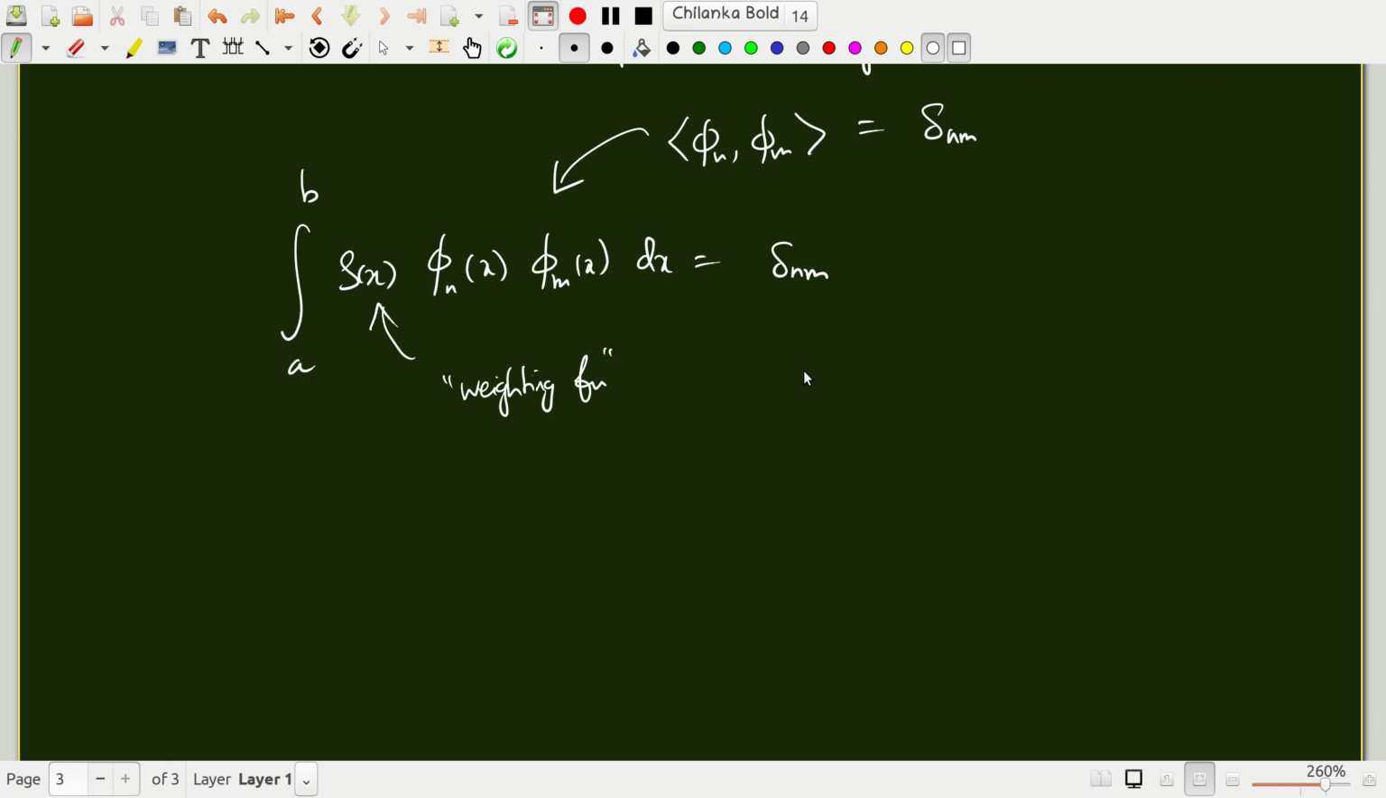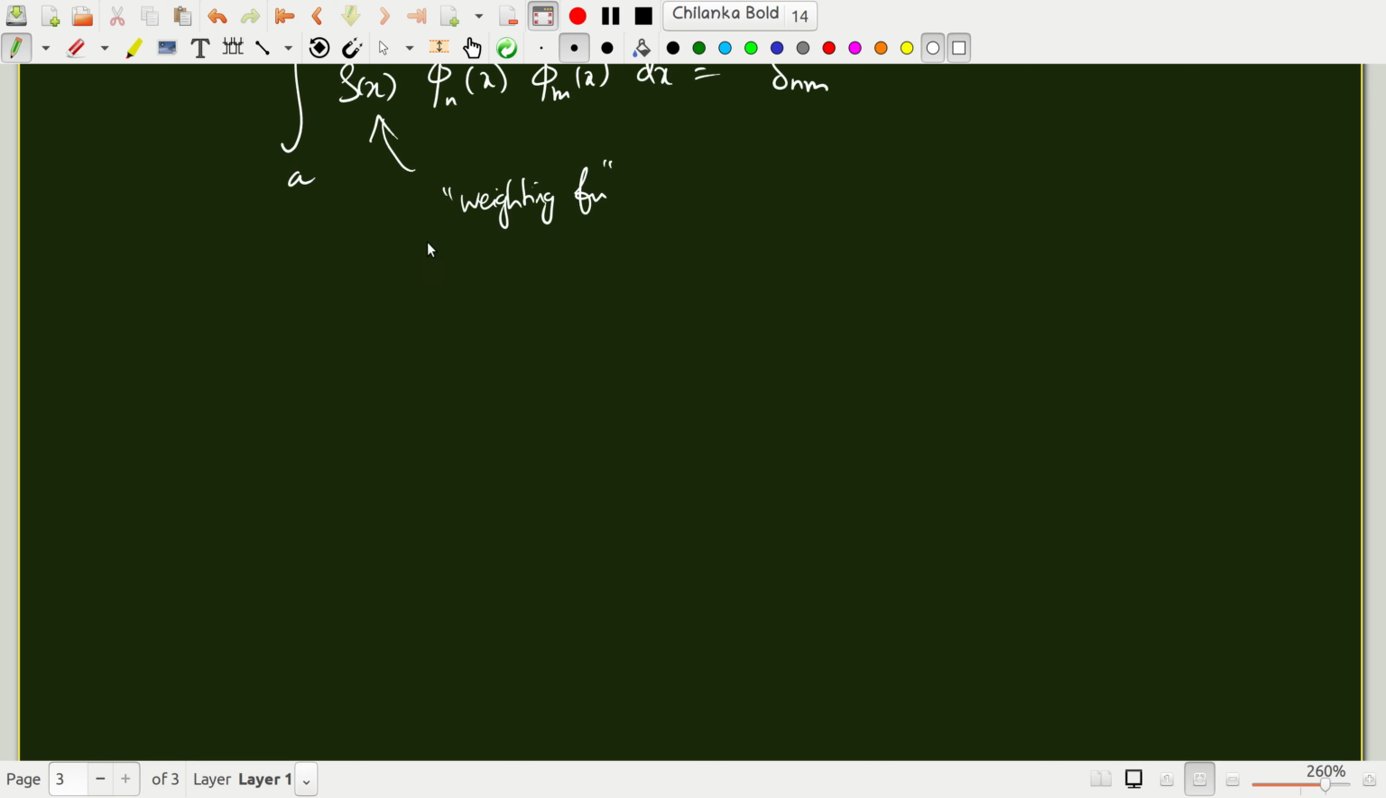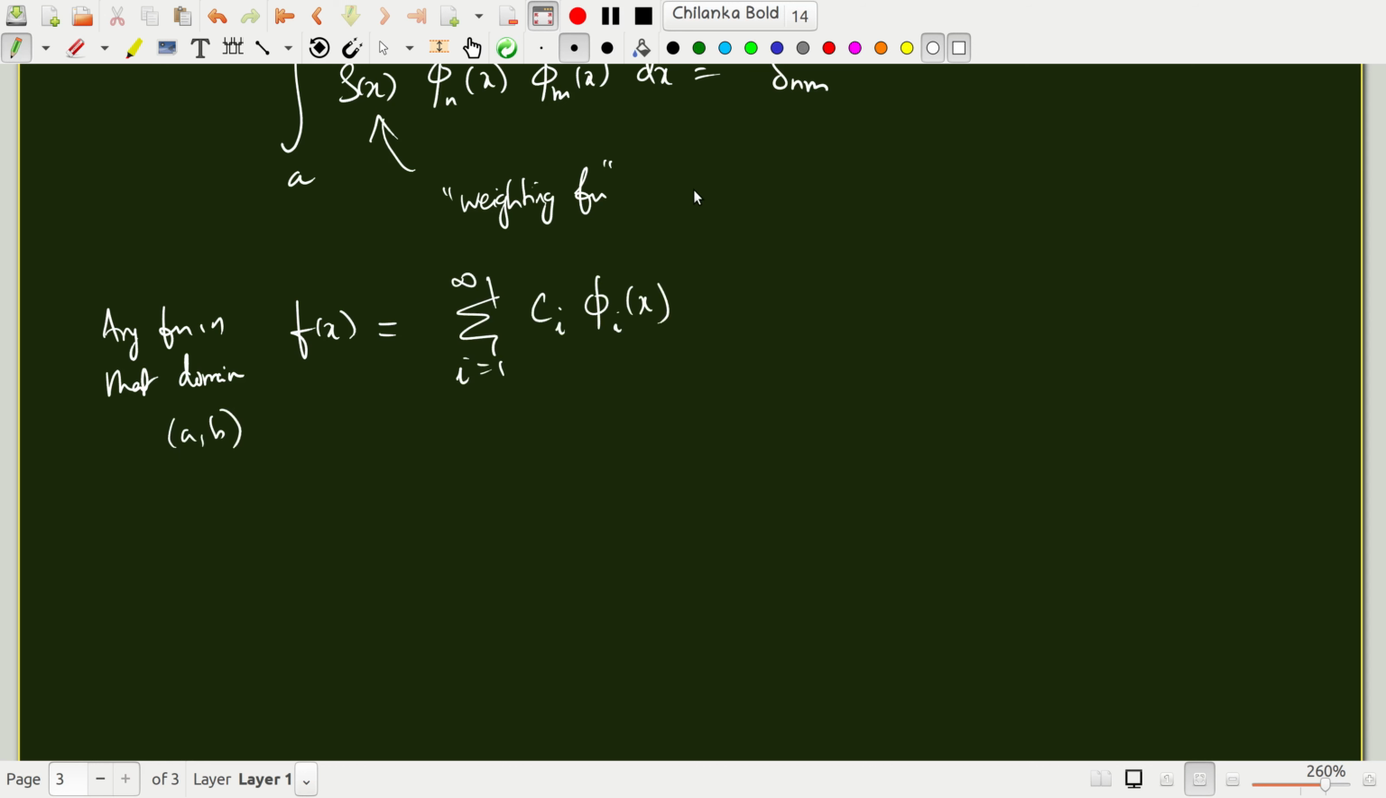Okay, now if you get such eigenfunctions, then any function f of x in that domain, let's say a, b, can be expanded as the sum over i equal to 1 to infinity of ci phi i of x, where phi i's are these eigenfunctions. Okay, now how do you find ci's? Use orthonormality as usual.